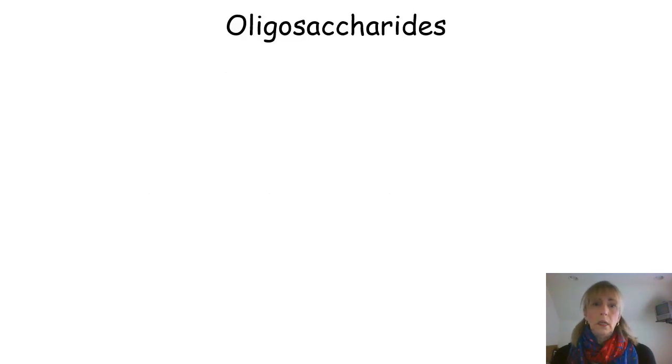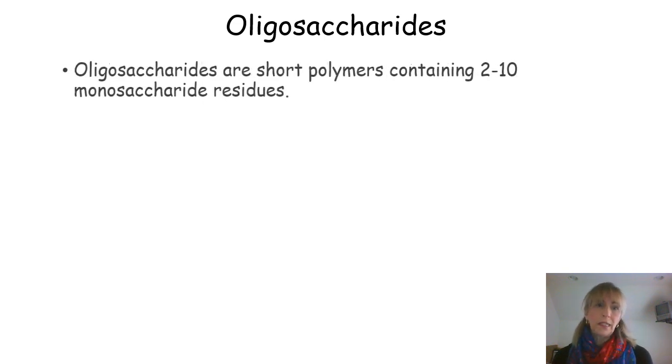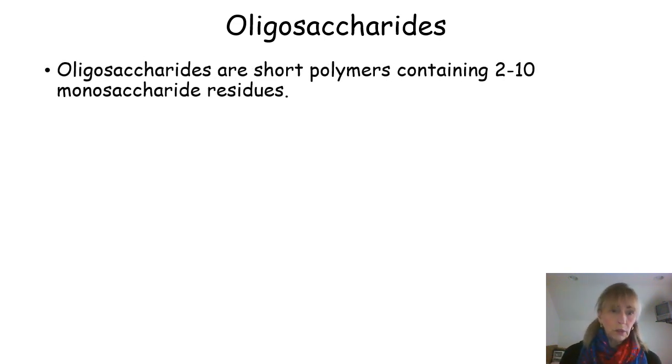Okay, so we've seen some of the more important monosaccharides. Moving on, let's go to the oligosaccharides. They are short polymers containing between 2 and 10 monosaccharide units, or residues as we call them.